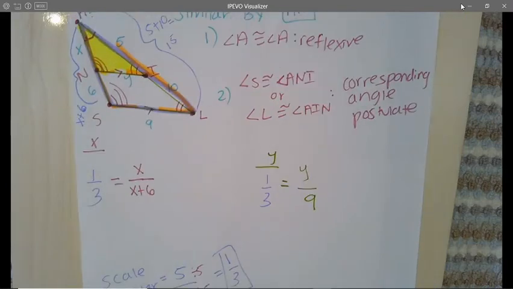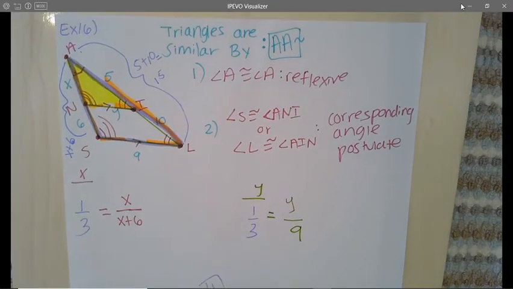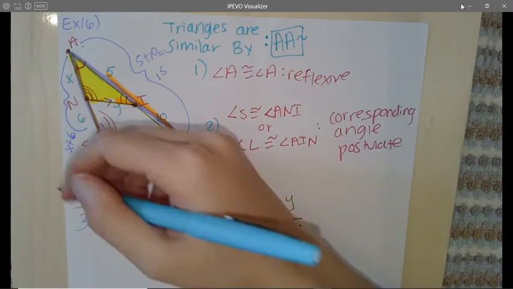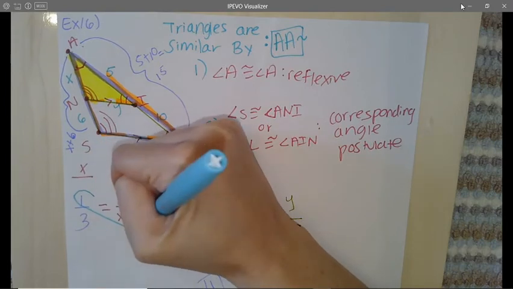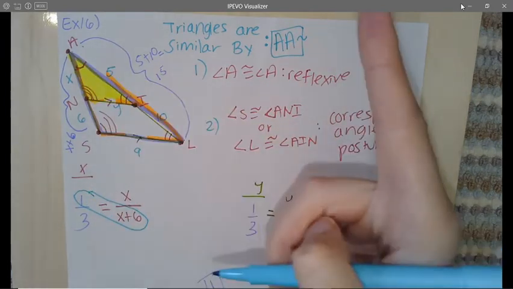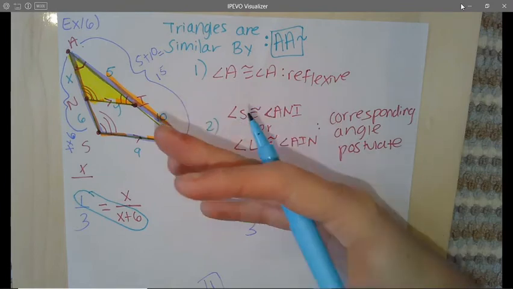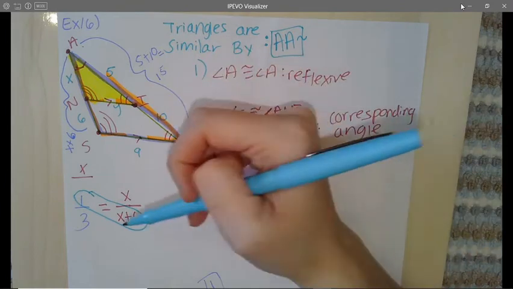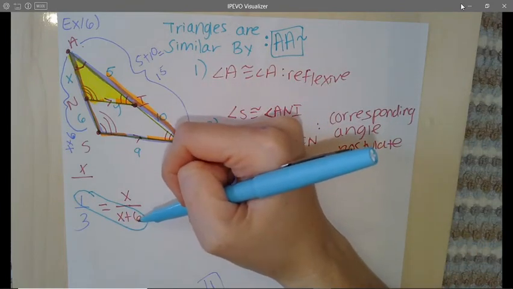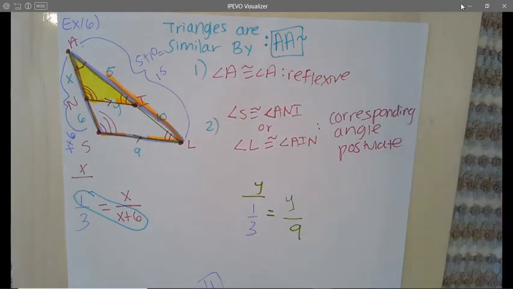Okay, and then from here, we're just going to cross multiply because we have 2 proportions. All right, we got this, you guys. You are cross multiplying pros, so let's do this. I'm going to multiply x plus 6 times 1. Now, when you multiply anything by 1, you get the same answer. So when I multiply x plus 6 by 1, I'm going to get x plus 6.